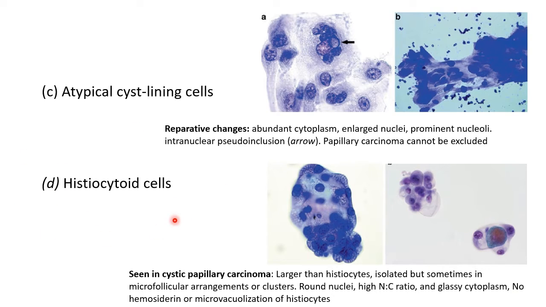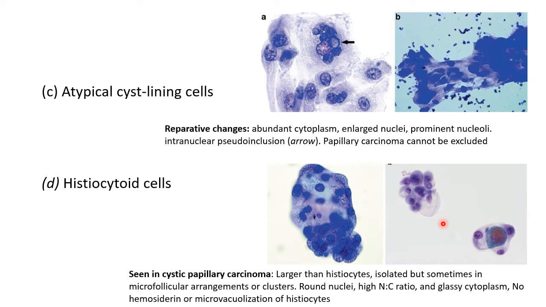Then another scenario where we can have AUS with nuclear atypia is the presence of histiocytoid cells. These histiocytoid cells can be seen in cystic papillary carcinomas. They may be present in clusters, they may form microfollicular arrangements, or they may be singly scattered. These cells are usually larger than histiocytes. They have round nuclei compared to the kidney bean-shaped nuclei present in histiocytes.